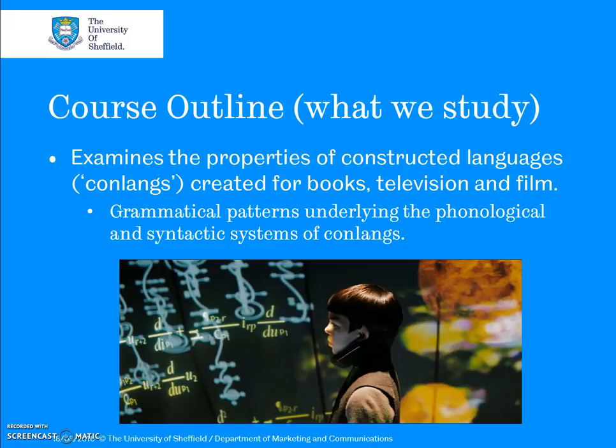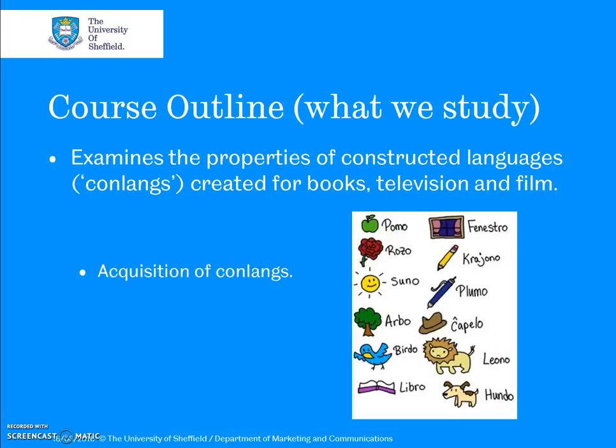The first area that we'll look at is the grammatical patterns that underlie conlangs, and we'll be comparing these to other human languages. So we'll be examining phonological rules and syntactic structure. We'll be asking, do we find similar constituency patterns? Do we find similar processes applying in these two different types of languages?